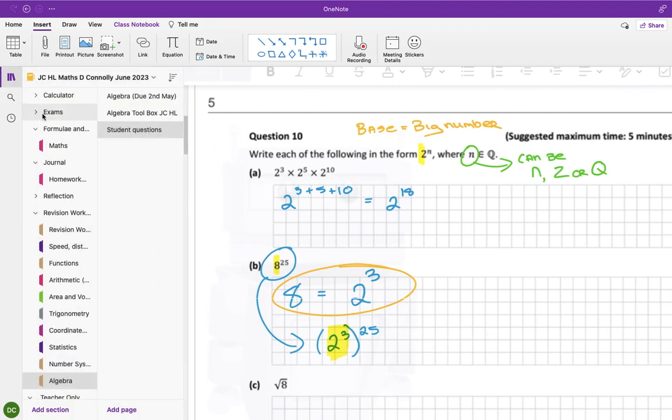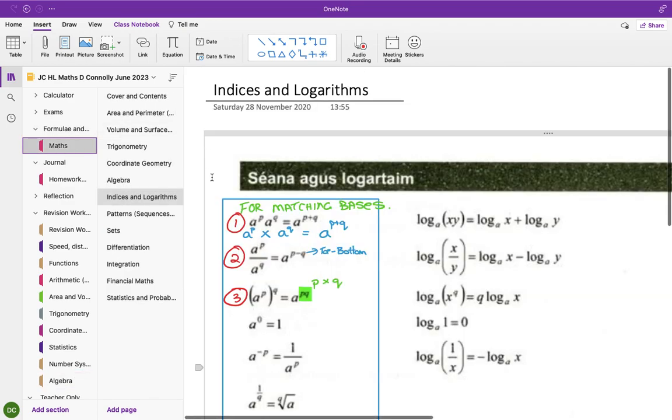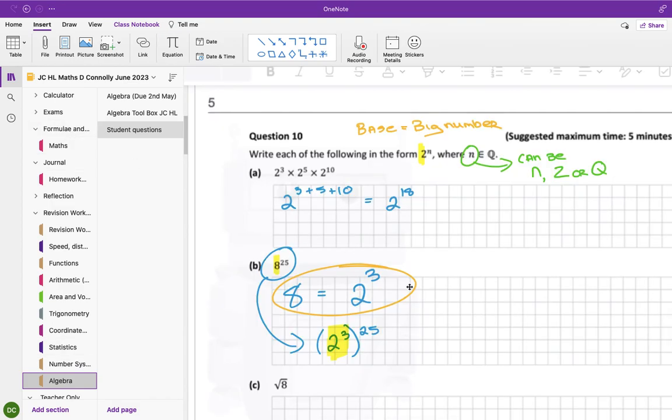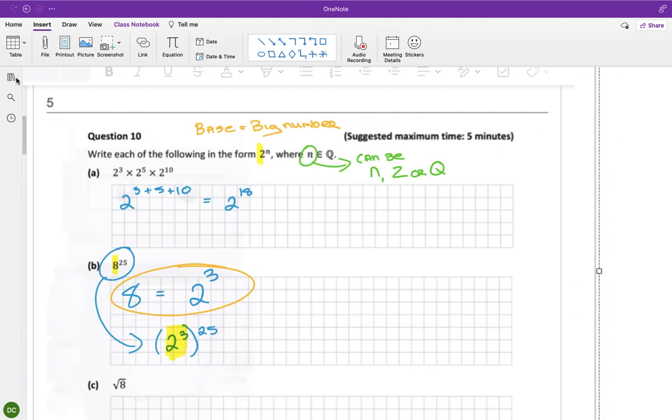So now I've got this. And again, if I go back to my formula and tables book, it's this. See this? I've got a base and a power in a bracket and then another power outside the bracket. And the law here is to multiply the power on the inside and the power on the outside. So it's 3 times 25, which is 2 to the power of 75. That's what that one is.